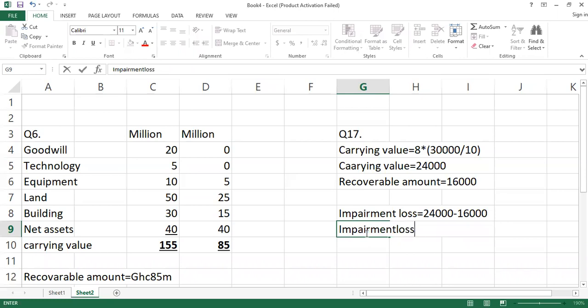Our impairment loss will now be equal to 8,000, isn't it? So in the statement of profit or loss for 2S2, we are going to recognize the depreciation of 3,000 6,000 and also impairment of 8,000, isn't it?